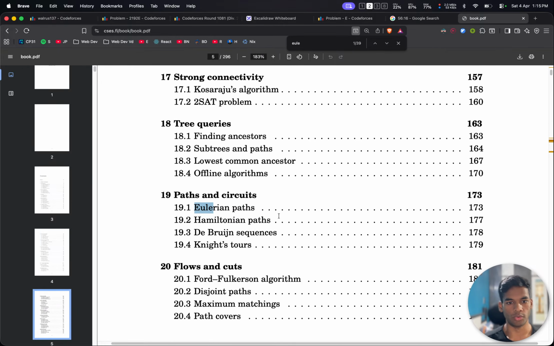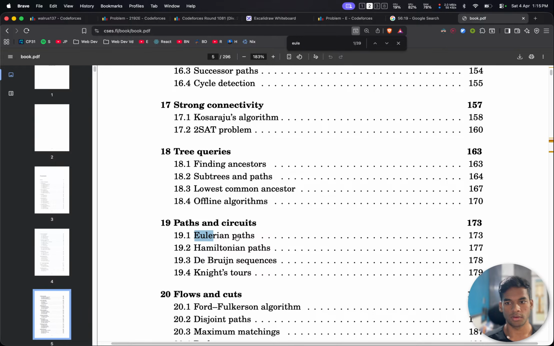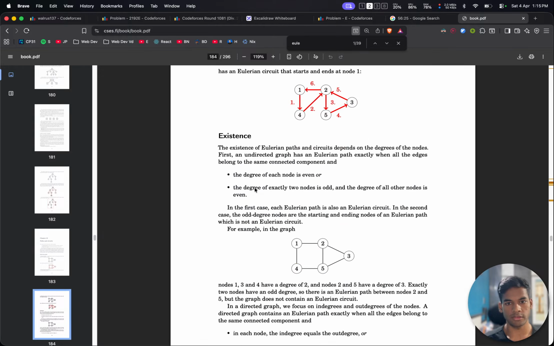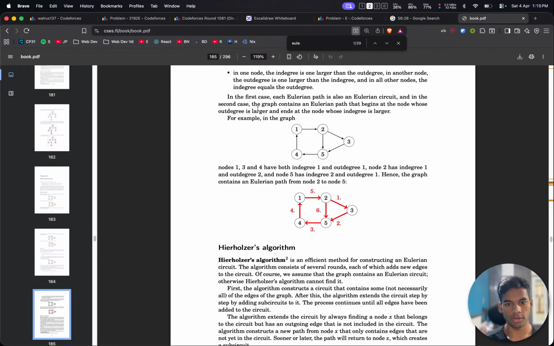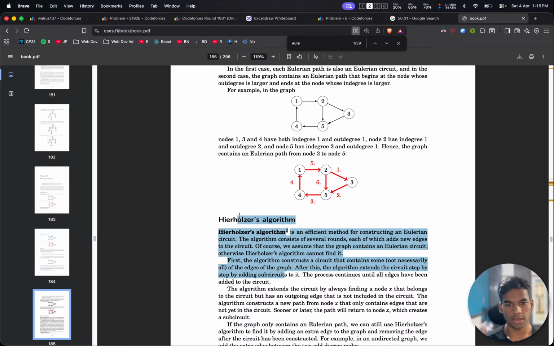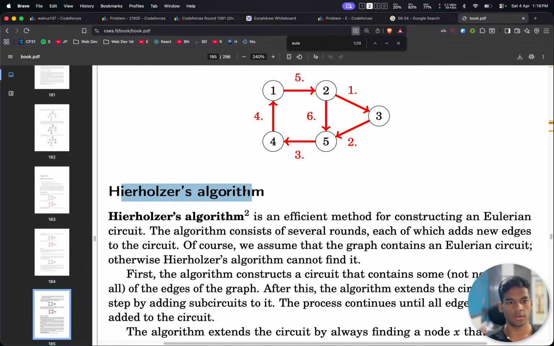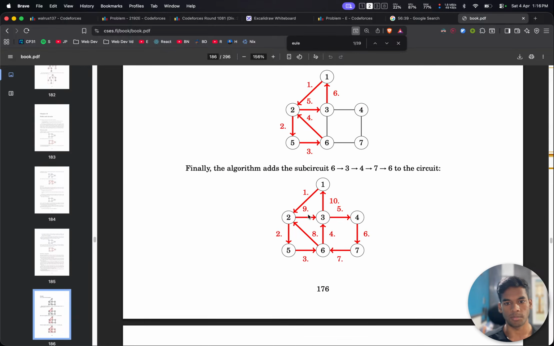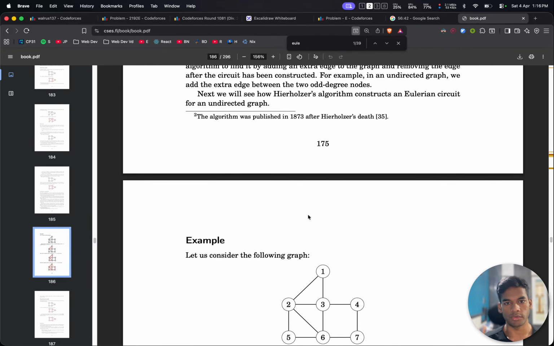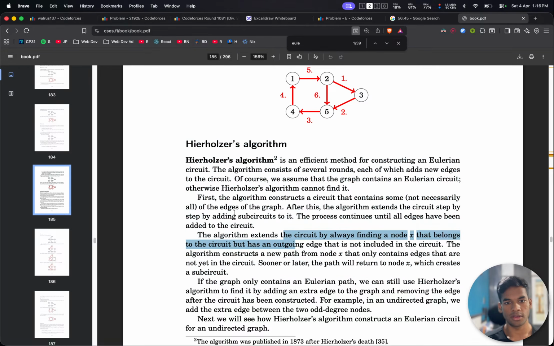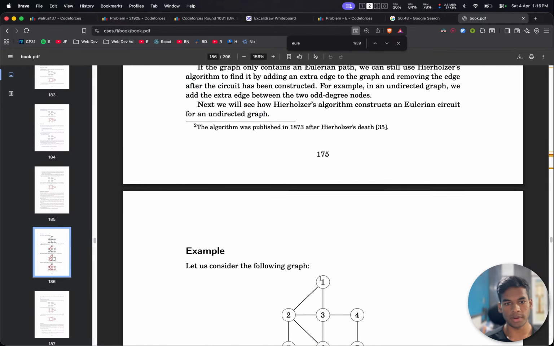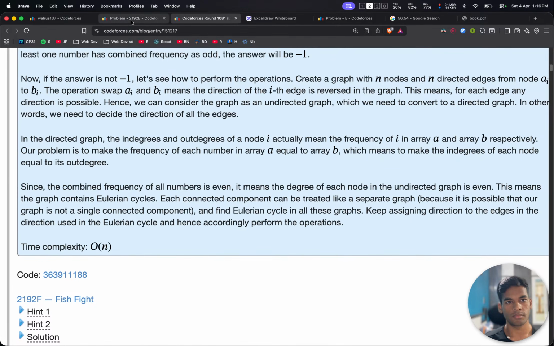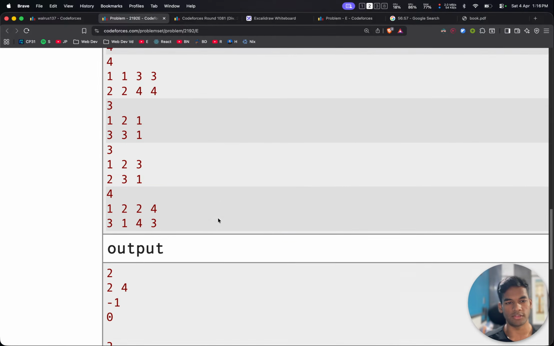Eulerian paths, let's go. This is like the first chapter in this. Okay, and there is an existence, and they give us some algorithm. Yep, they do give us a hierarchical algorithm to find Eulerian cycles. So what we have to do now is read this algorithm, implement it, and find Eulerian cycles after converting this thing into a graph problem.